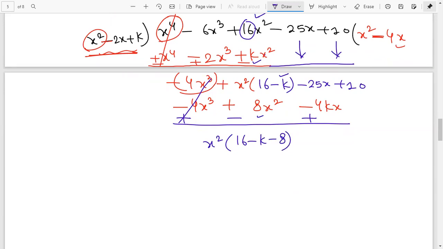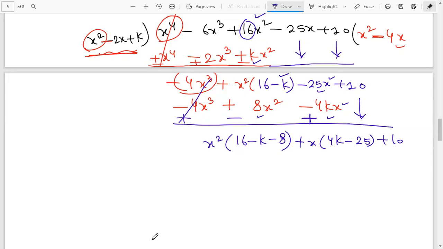Right. And now for this one we'll take x common. If we take plus x common, then this will be positive. So 4k minus 25. We have minus 25 plus 4k, but since we have taken plus x, this will come as positive: 4k minus 25. And this 10 will come down as it is.